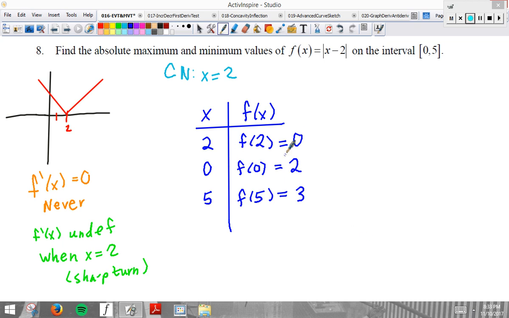Again, because of this linkage and because of sloppy work, some students forget that our absolute maximum, when we go to record it, will be 3. Because 3 is the biggest y value. We do not write 5. It's really confusing because 5 is the location of that y value, and it's bigger than 3, but we're talking about y values here. And the absolute minimum is 0. Done.